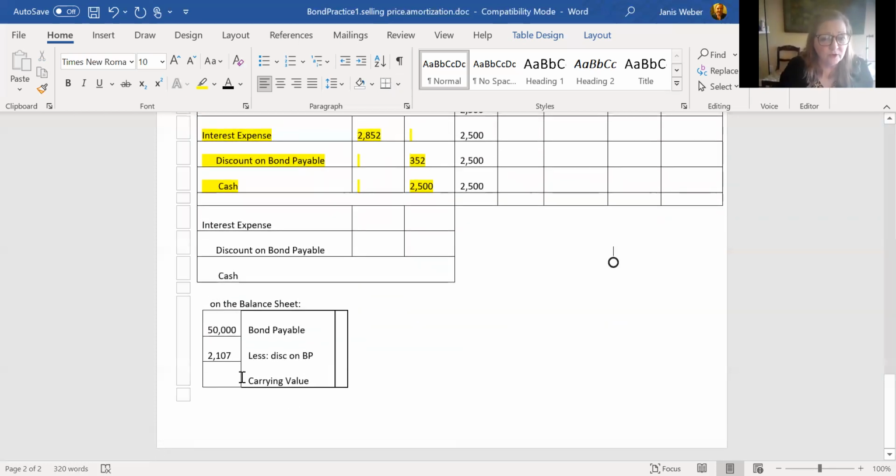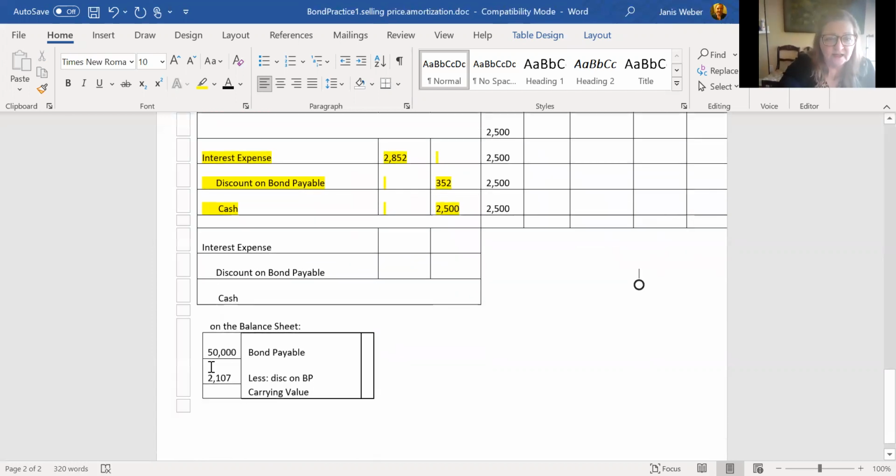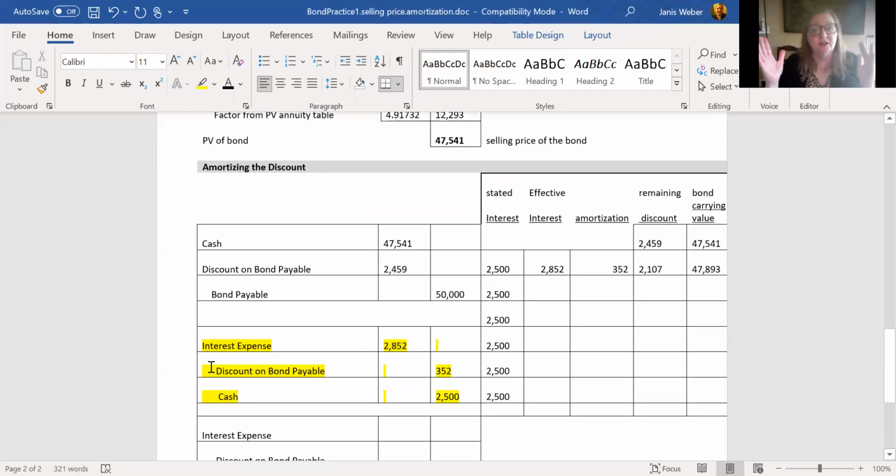So as you go closer and closer to the end of the bond period, you wind up with the bond getting closer to its face amount. The carrying value of the bond is going to get closer and closer because its discount is going to disappear. So $47,893 at the end of this period. And each time you make an interest payment, it's going to increase the carrying value closer to the bond face amount. If you had a premium, it would decrease the carrying value. But in any case, the premium or discount starts to dissipate, go away in both cases. And the carrying value is closer and closer to its face amount.